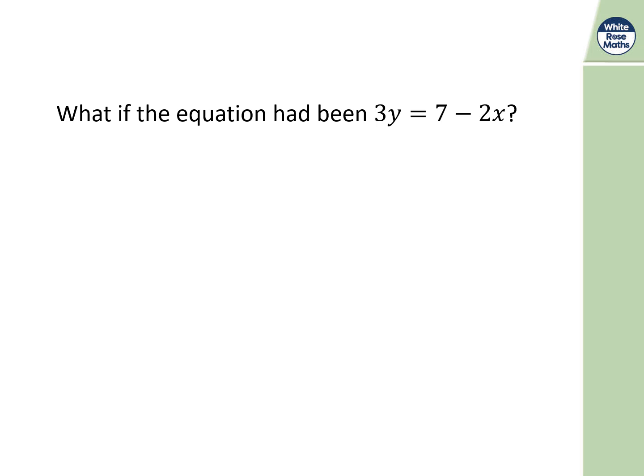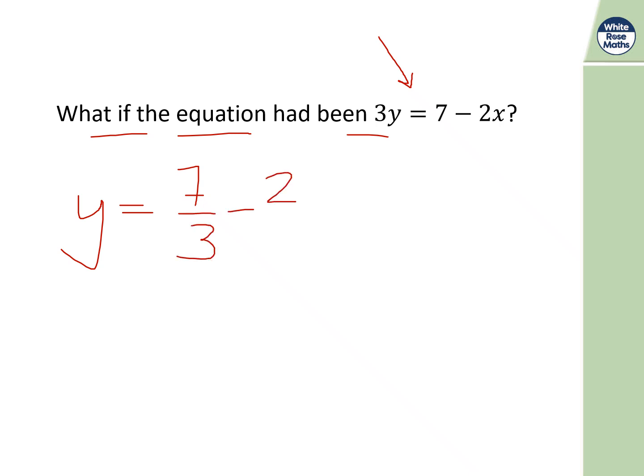Right, next part says, what if the equation had been 3y equals 7 minus 2x? Well, here, I have to rearrange it to make y equals, so I'm going to divide everything by 3 first, so we get y is equal to 7/3 minus 2x over 3, or 2/3 x.